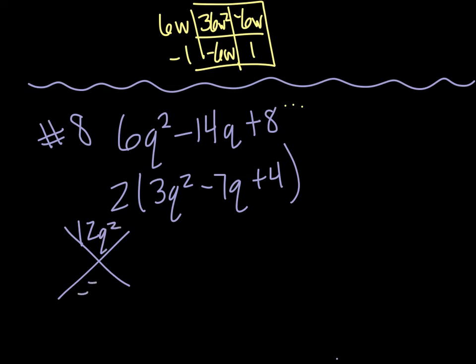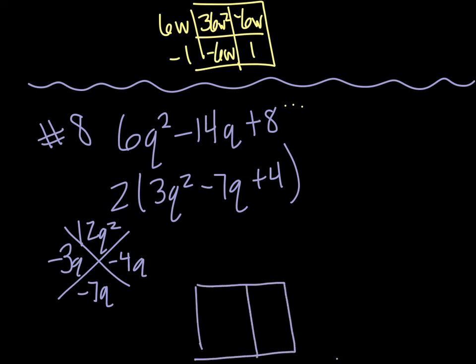Middle term, negative 7q. So what multiplies to get you 12, but adds to get you 7? I'm going to say 3 and 4. But they both need to be negative. So if we go down here to your box and say, okay, we found negative 3q and negative 4q. Our first term is 3q squared. Our last term is 4.